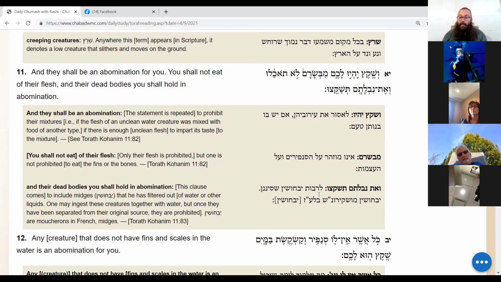You want to eat the scales or the bones? Fine, you can eat that because that's not normal food. Rashi's telling you, sorry, you can't eat the meat. Again, it keeps on saying their meat you're not allowed to eat, but their scales, which are not really food, or their bones, which are not really food, that is not a prohibition in the Torah.